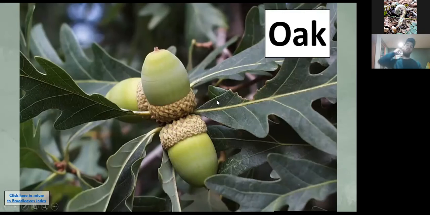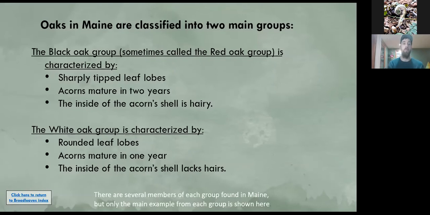Okay, here's another very important group of trees we have here in Maine. There are two unique groups of oak trees: either your black or red oaks or your white oak group. We have several members of each group native here in Maine. But the best way to differentiate the two is that your black oak or red oak group is always going to have sharply tipped leaf lobes, almost terminating in a hair-like structure, whereas your white oaks have rounded leaf lobes with no point or hair structure on the tip.